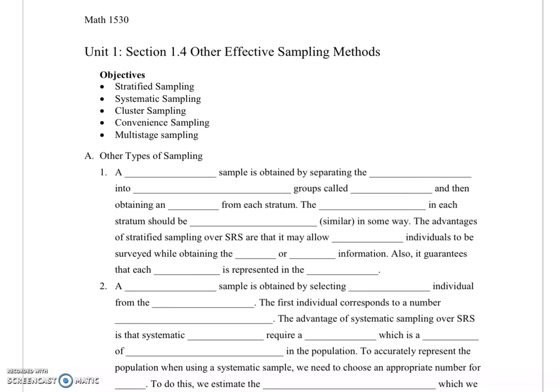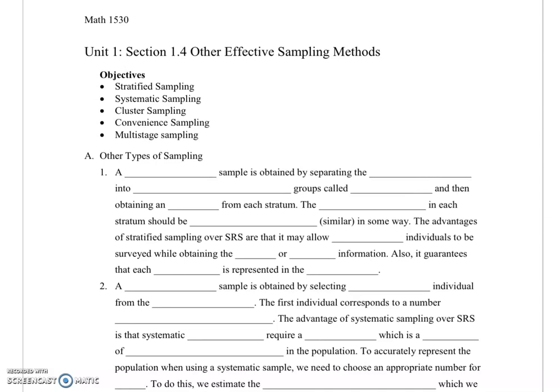We're still discussing other types of sampling. We talked last time about simple random sampling, and we even used our calculators to make a simple random sample using the random number generator feature. So now let's talk about some other sampling methods that are effective.